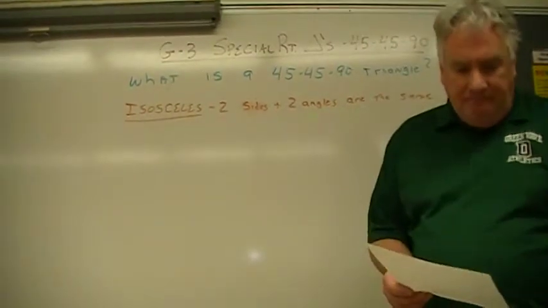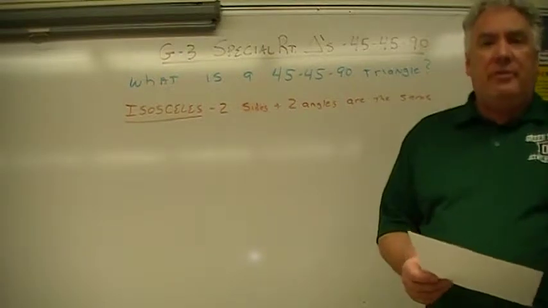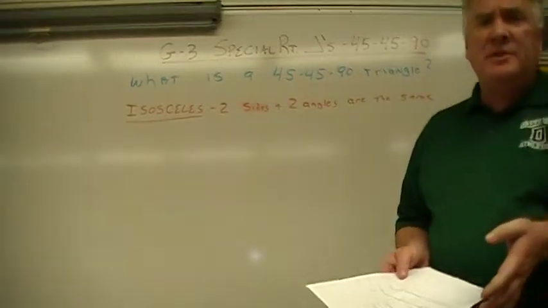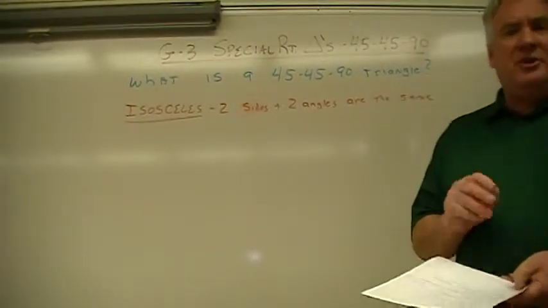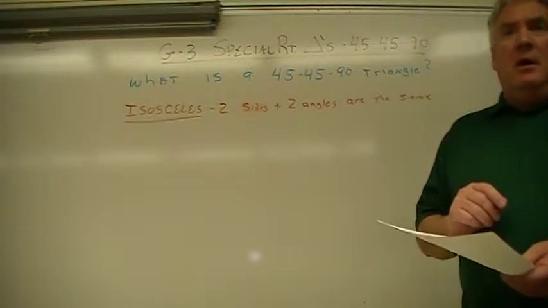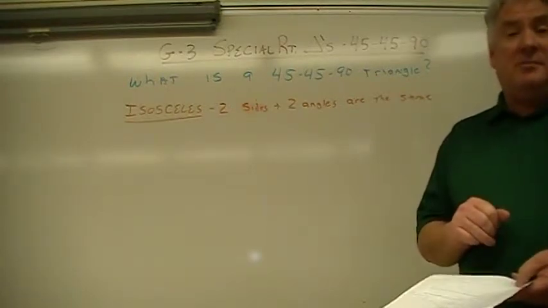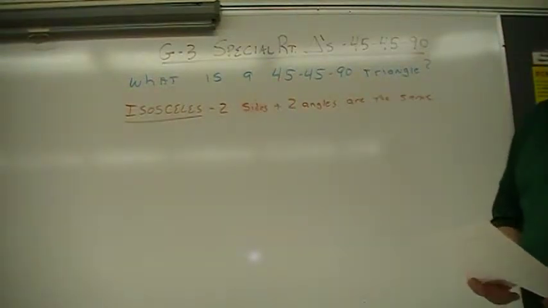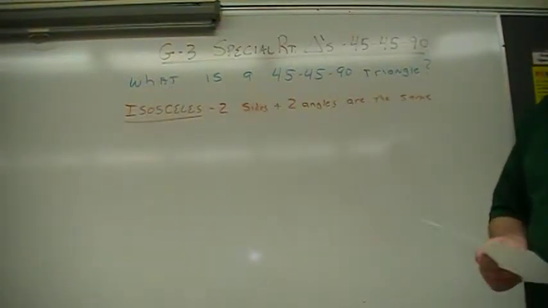Hi you guys. We're on G3, special right triangles. As we start this, you've finished G2, which deals with simplifying expressions that have radicals in it. We're going to have to use that now as we talk about 45, 45, 90s.